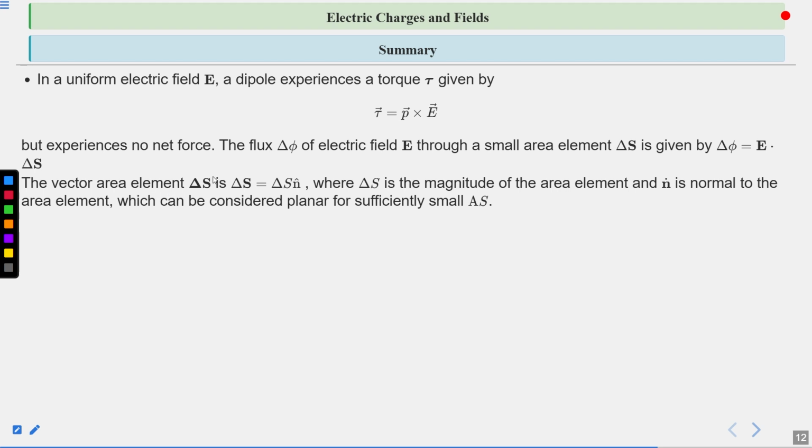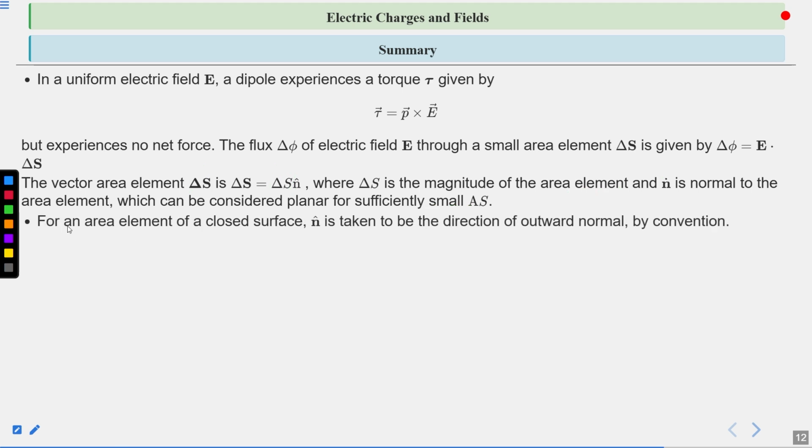The vector area element delta S is this one, delta S into n cap, where delta S is the magnitude of the area element and n cap is the normal to the area element, which can be considered planar for a sufficiently small area. For an area element of a closed surface, n cap is taken to be in the direction of the outward normal by convention.